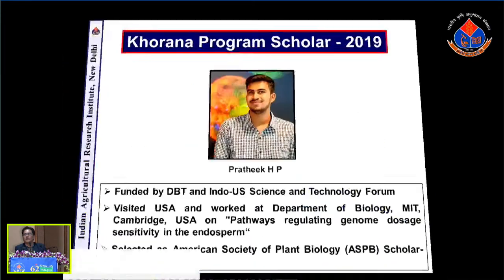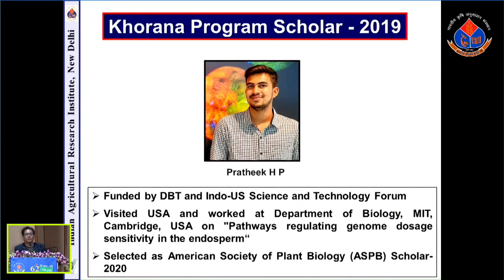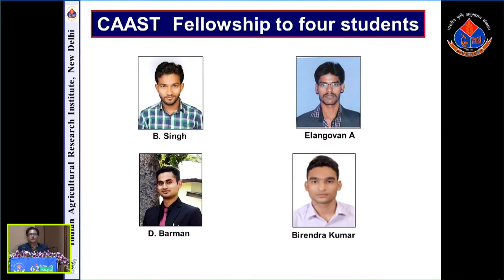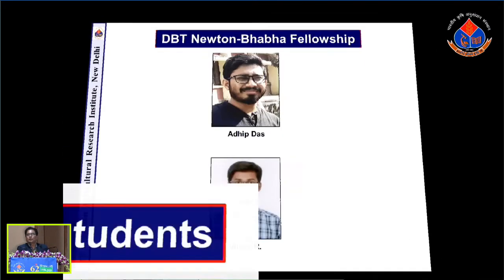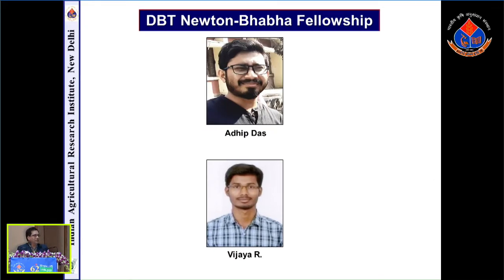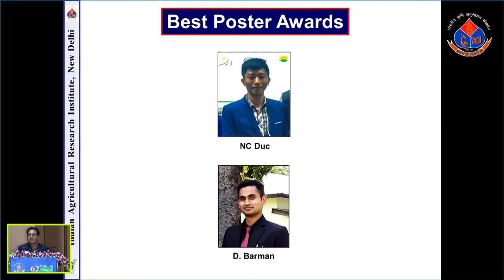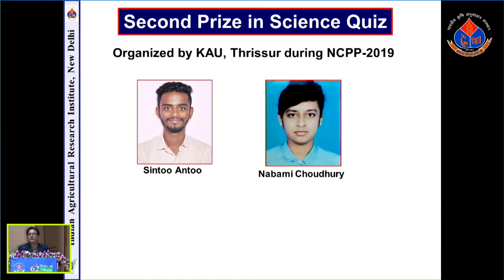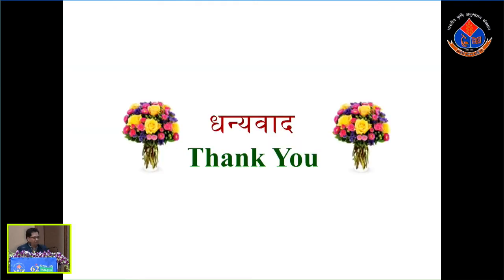Two training programs are organized. One of the students got the Khurana Program scholarship for 2019, and he has also been selected as the ASBP scholar for 2020. Four students were awarded the CAST fellowship. Two students got the DBT Newton Bhabha fellowship this year. The best poster award was given to two students at the National Conference of Plant Physiology. And two of our students got the second prize in the science quiz organized during the National Conference in Thrissur. Thank you very much.